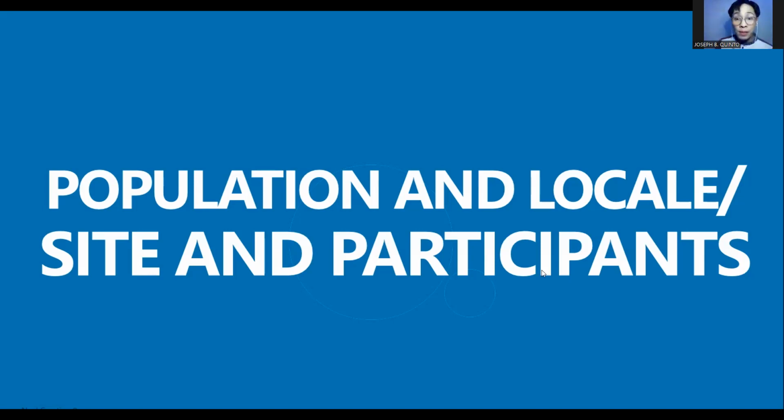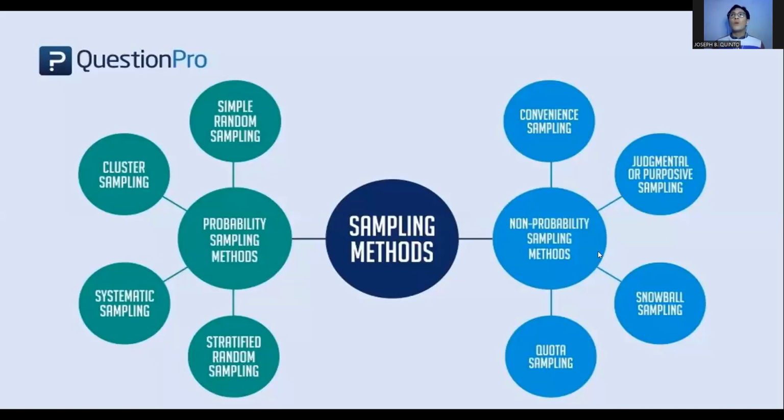Here are some top tips with regard to population and locale. When you identify the population and locale, it's imperative that you identify the sampling methods. The sampling methods could be divided into two, depending on your research approach. If your research approach is quantitative, you must use probability sampling methods or random sampling methods. If you use a qualitative approach, you will use a non-probability sampling method or non-random sampling. You have to specify that in your methodology. And then under probability sampling methods, you have simple random sampling. This is also known as the aquarium part. That's a simple random sampling technique.